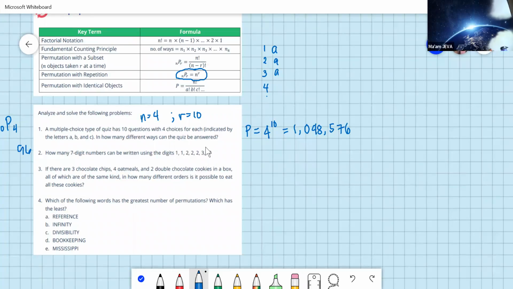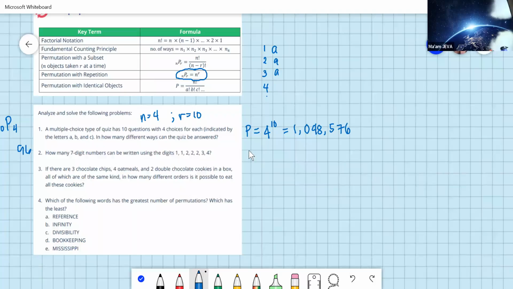So probably this is not a subset, and not factorial notation. Identical, so your objects are identical. You can use the digits that repeat, and you have also the digit 3 three times. So if it is identical, therefore you can use the permutation with identical objects.